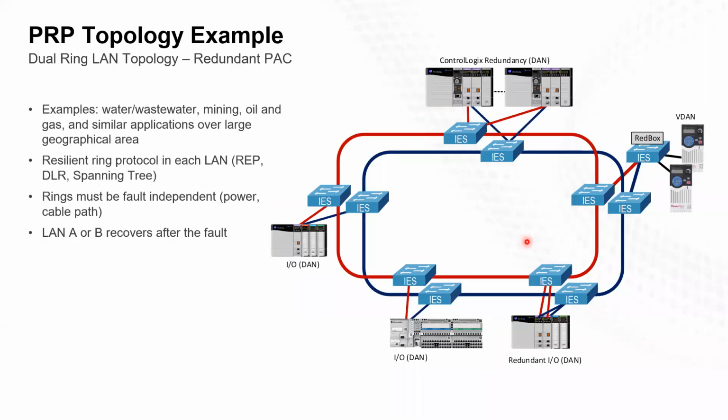Another way of displaying that, more of a traditional network one-line architecture, I would say, is like this. So once again, red is our LAN A ring, and blue is our LAN B ring. So it really gives us the ability to do redundant rings in a pretty simple manner.